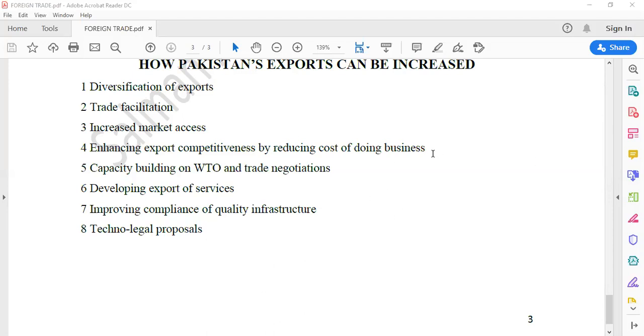In the topic of foreign trade, we have discussed what the characteristics are, what the problems in the trade of Pakistan are, what the major exports and imports are, and how we can increase the exports, or how we can actually reduce the trade deficit.